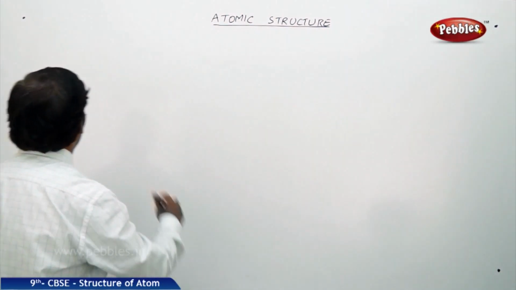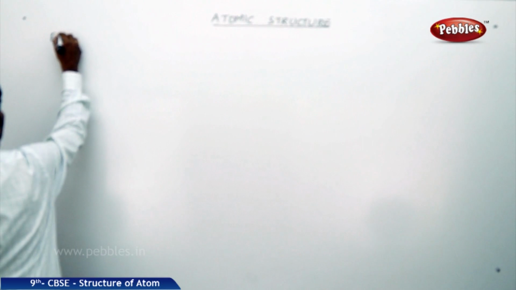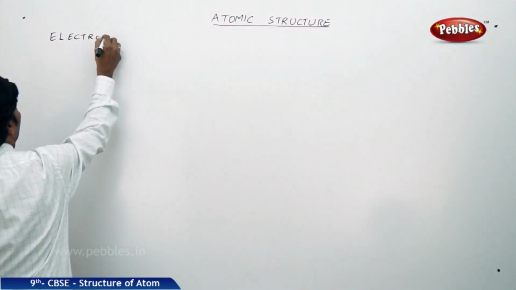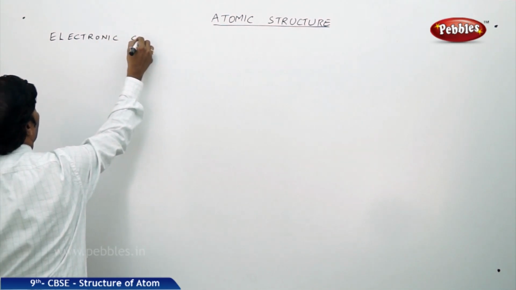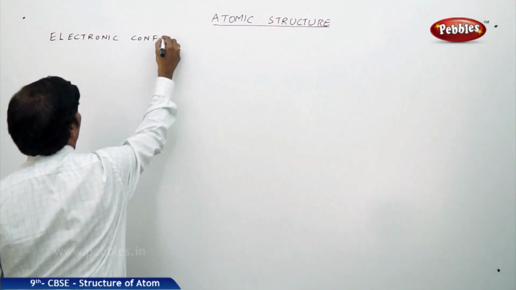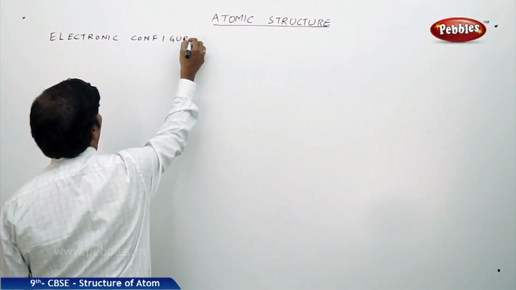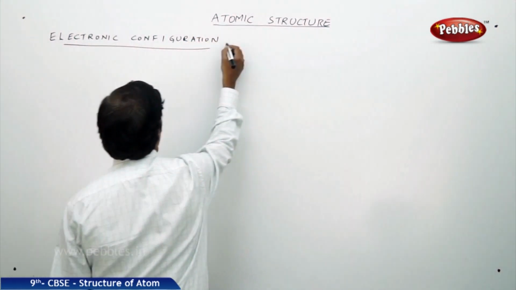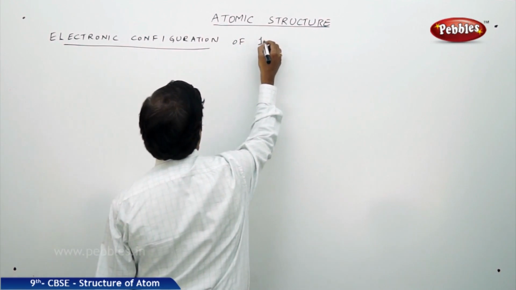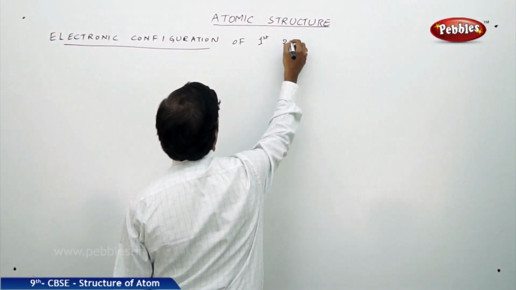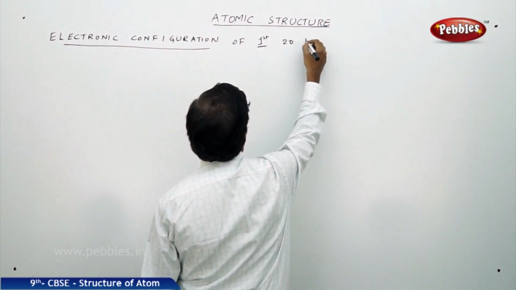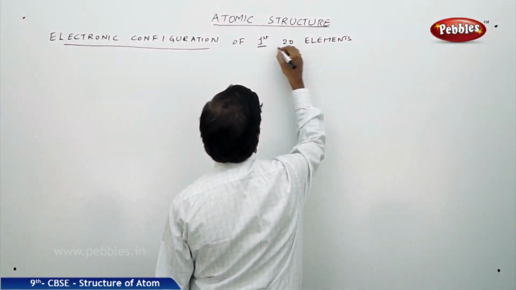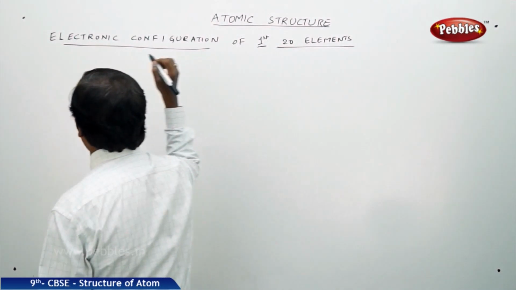So the next topic is electronic configuration of the first 20 elements.